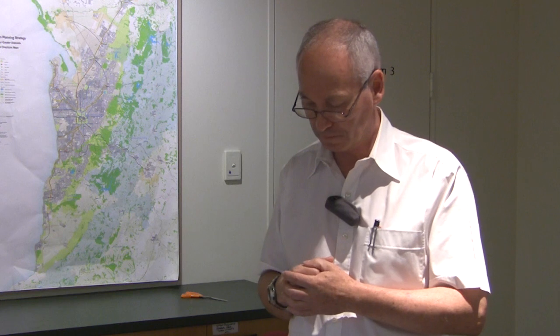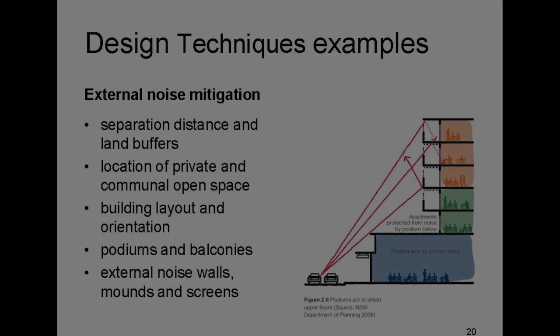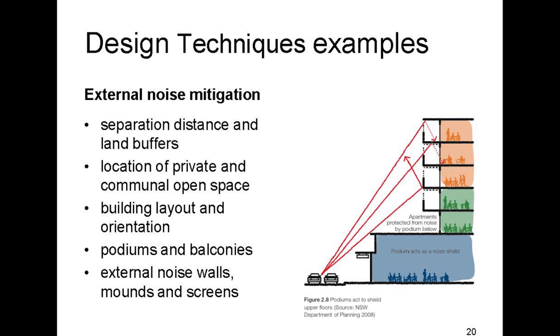And lastly, there are some case studies of some typical mixed-use developments and how the different provisions might be applied in those areas. Some of the design techniques, there are plenty of examples in the guidelines, but they include things like land buffers, where you might locate private and communal open space, the building layout itself and its orientation, things like podiums and balconies, and how they can impact. And from the diagram on the screen you can see how a podium with the residential portion set back can significantly impact on sound. And lastly, of course, there's the possibility of external noise walls, mounds and screens, and they're particularly useful if you're doing a new land division where you can actually provide some protection to an entire suburb, if you like, rather than dealing with each building individually. So there are lots of techniques in the guidelines to help you through.